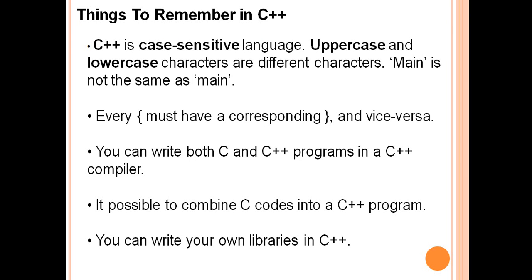So, things to remember in C++. C++ is a case-sensitive language. Uppercase and lowercase characters are different characters. Main is not the same as main. Every left curly bracket must have a corresponding right curly bracket, or vice versa. You can write both C and C++ programs in a C++ compiler. It's possible to combine C code into a C++ program. You can write your own libraries in C++.